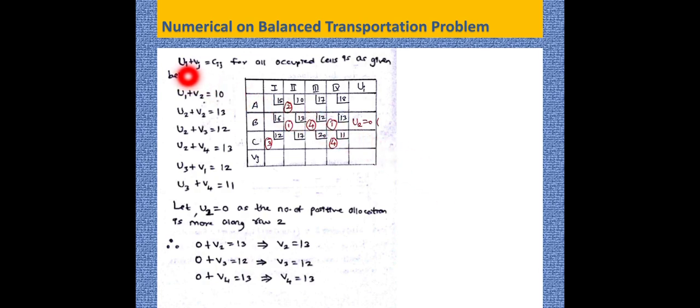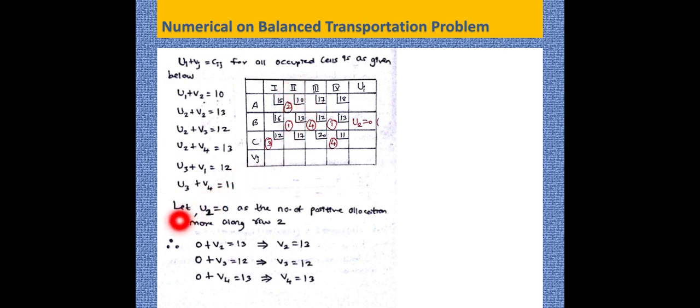Now Ui plus Vj is equal to Cij for all occupied cells, as given below. U1 plus V2 is equal to 10, which is one of the allocated cells. Similarly, U2 plus V2 is equal to 13, U2 plus V3 is equal to 12, U2 plus V4 is equal to 13, U3 plus V1 is equal to 12, and U3 plus V4 is equal to 11. This Cij is nothing but the transportation cost they have given, which we have put in the box.